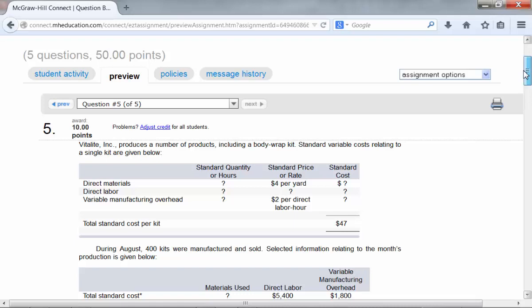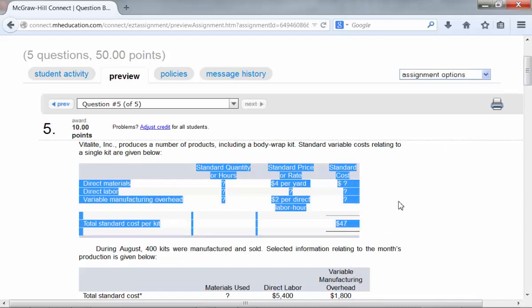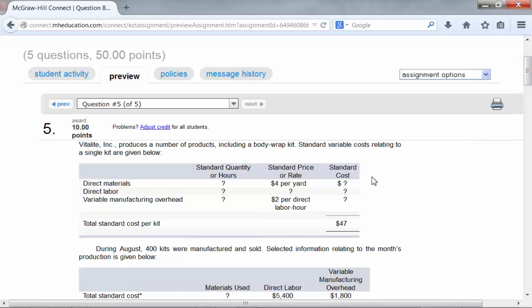And standard variable costs relating to a single kit are given below. So this right here is basically a standard cost card. For one kit, for one unit of output, this is what it costs the company to make that unit in terms of direct materials, direct labor, and variable manufacturing overhead. So we have these three columns: the standard quantity, or hours, standard price, or rate, and then the standard cost. So for example, this right here would be for one body wrap kit.